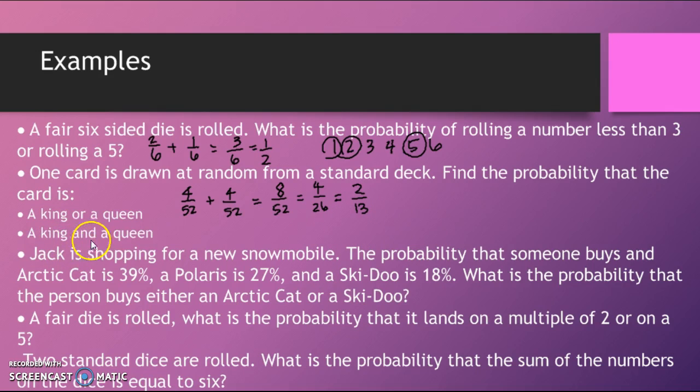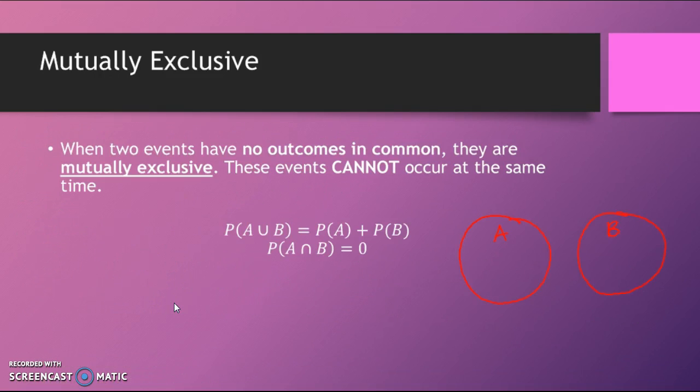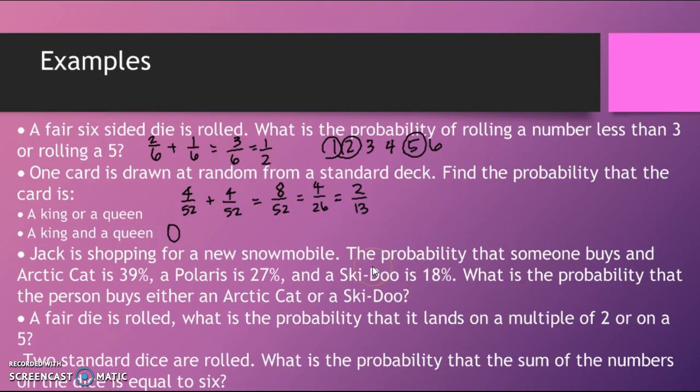The probability of getting a king and a queen? I cannot get a king and a queen at the same time, so the probability of that happening is 0. That is a property of mutually exclusive events. If I go back to that first one, here's my rule that we just talked about. All we do is add, and a property of mutually exclusive events is that there isn't an "and." So the probability of getting A and B will always be 0.